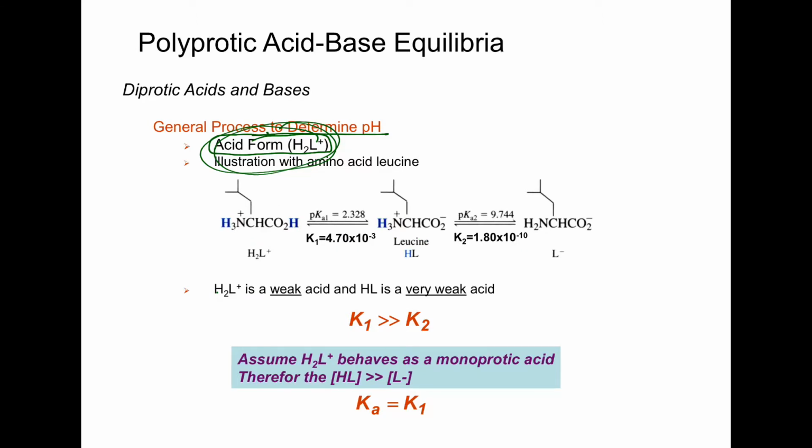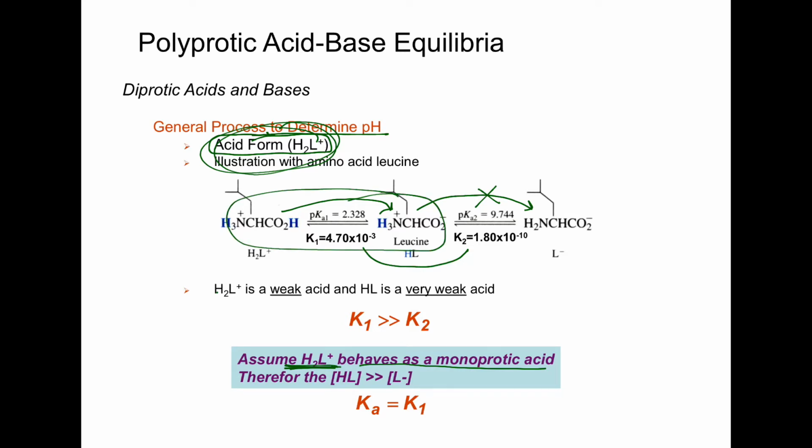So when that's true, when the Ka's are so far apart from each other, say more than 1,000 away from each other, we can say that the protonated form behaves basically as a monoprotic acid. It does make the intermediate form, but the intermediate form barely makes any of the basic form. So this equilibrium is the most important one to us.